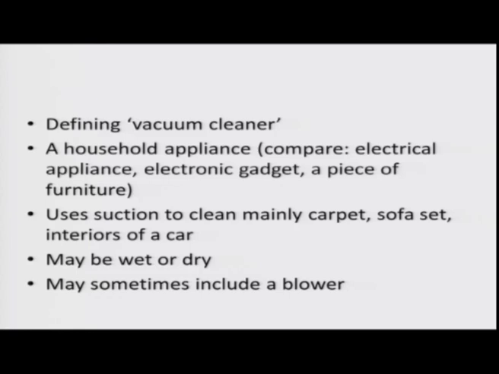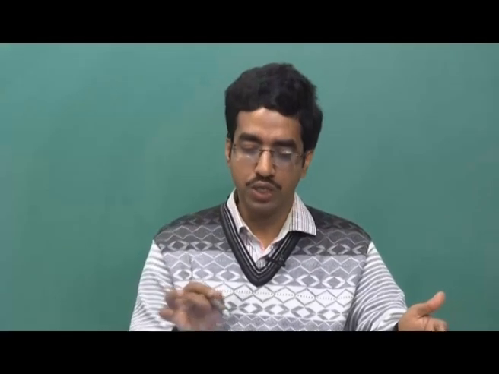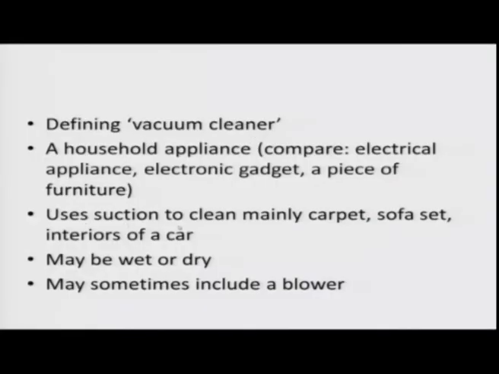Now we are going to define it based on how it works and what function it performs. A vacuum cleaner uses suction to clean. We use it mainly on carpets, sofa sets, interiors of a car, this kind of thing. Then there are some other features also. A vacuum cleaner may be wet or dry. It may sometimes include a blower as well.